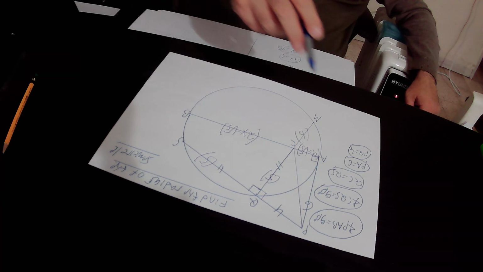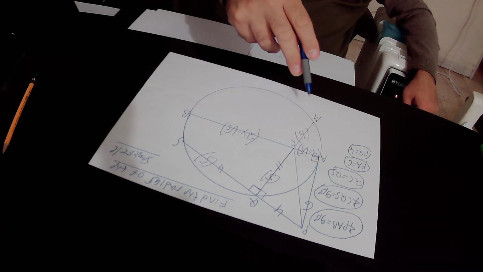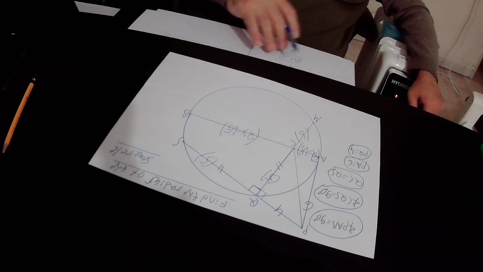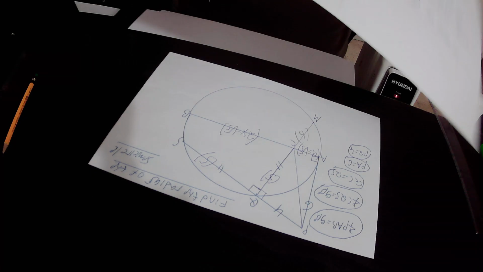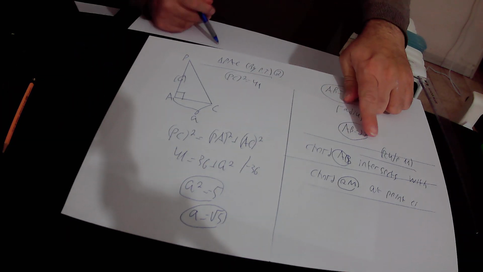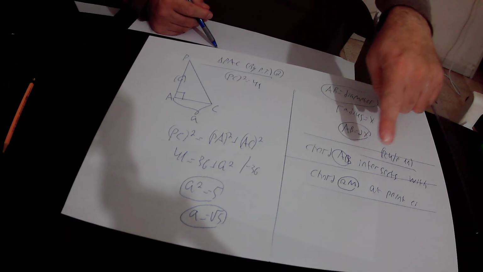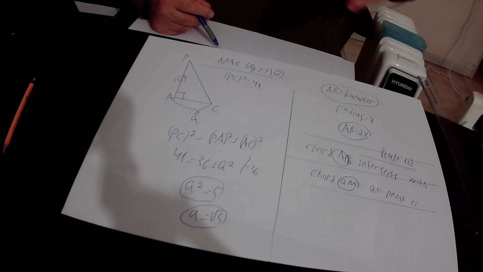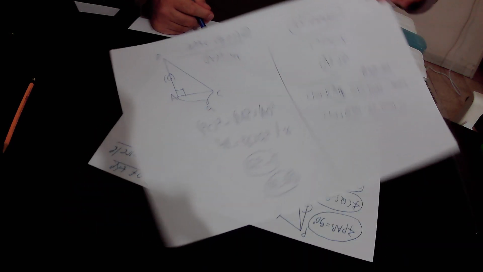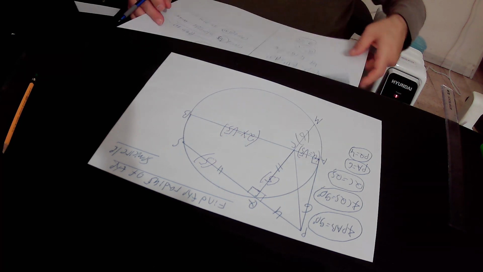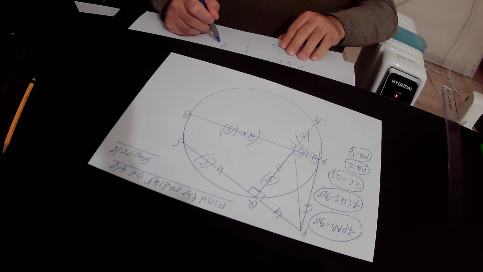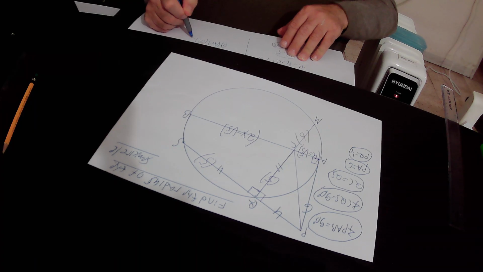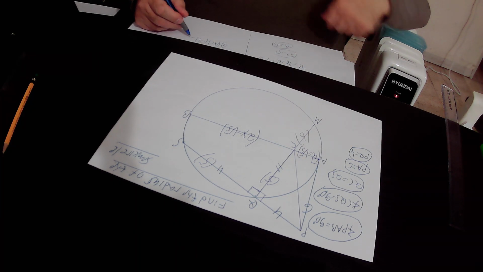Because chord AB intersects with chord QM inside this circle, we can implement rule number 11. In our drawing, chord AB intersects with chord QM at point C. Therefore, according to rule number 11, we get that AC times CB equals QC times CM.